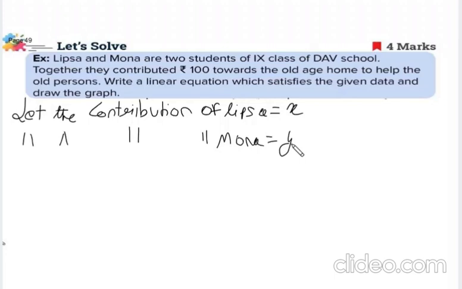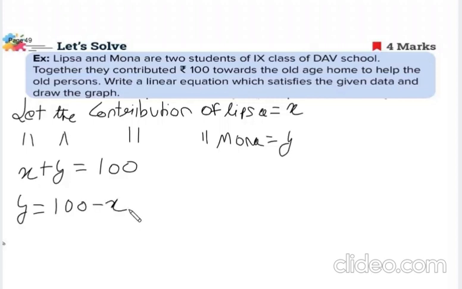Okay, now what is given? Together they contributed, together as an addition, x plus y equals 100. Correct, given. What will be my value of y then? Value of y or x, anything you can find. Taking x over there, I will get y as 100 minus x. Correct, I've got two equations over here, right? Now there can be infinitely many values of them. Correct, there can be many values.